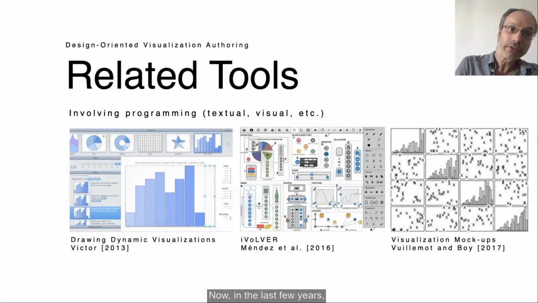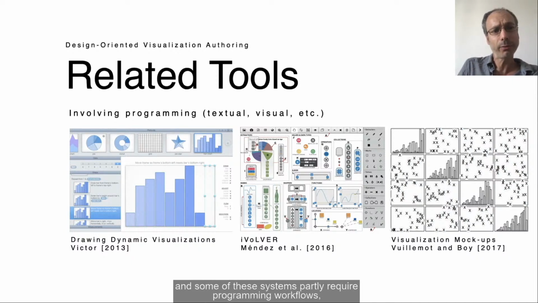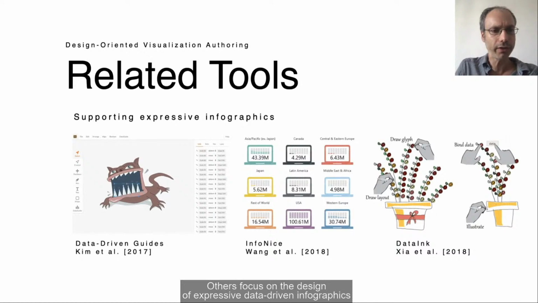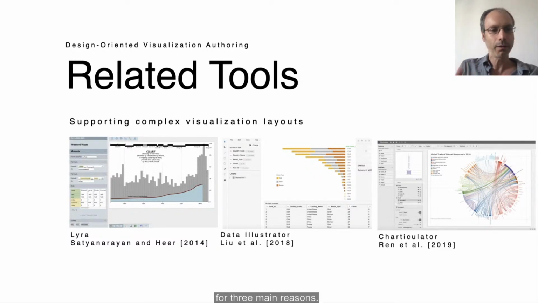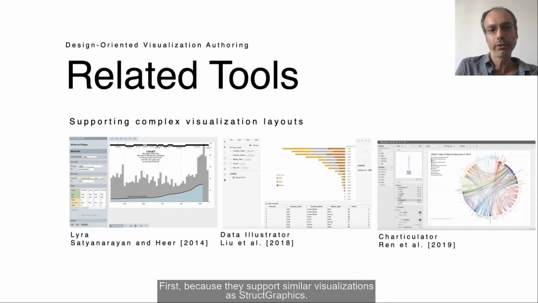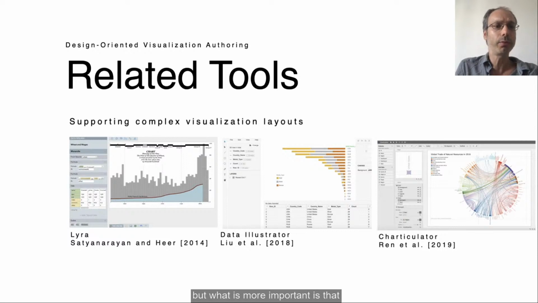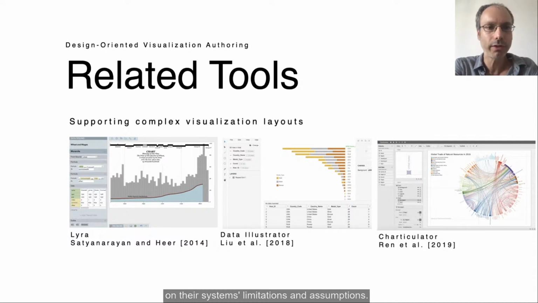Now, in the last few years, the InfoVis community has introduced a range of design-oriented systems, and some of these systems partly require programming workflows, as the ones that you see here. Others focus on the design of expressive data-driven infographics, and the third category supports the authoring of custom visualizations with complex layouts. And I would like to highlight these three systems here for three main reasons. First, because they support similar visualizations as Star Graphics. They also offer vector graphics editing tools as Star Graphics, but what's more important is that their authors gathered together and reflected on their systems' limitations and assumptions.